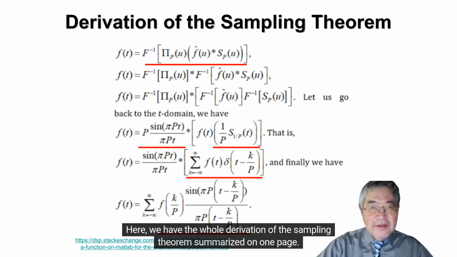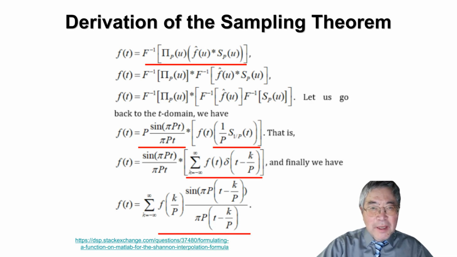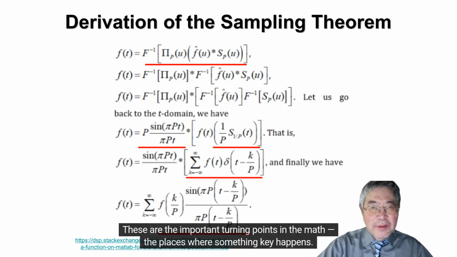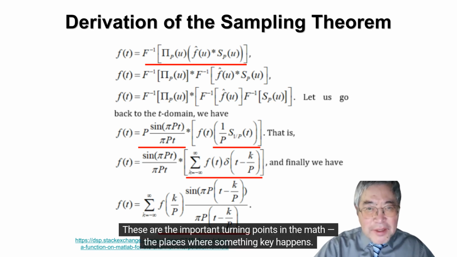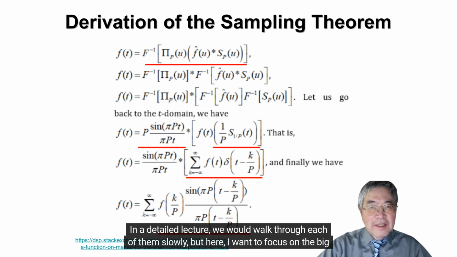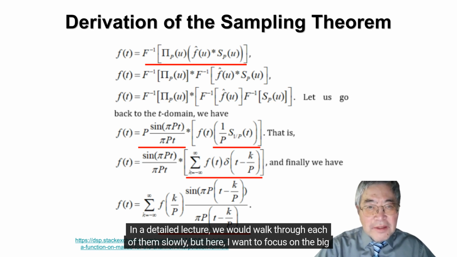Here we have the whole derivation of the sampling theorem summarized on one page. You see a few steps underlined in red. These are the important turning points in the math, the places where something key happens. In a detailed lecture, we would walk through each of them slowly, but here I want to focus on the big picture.